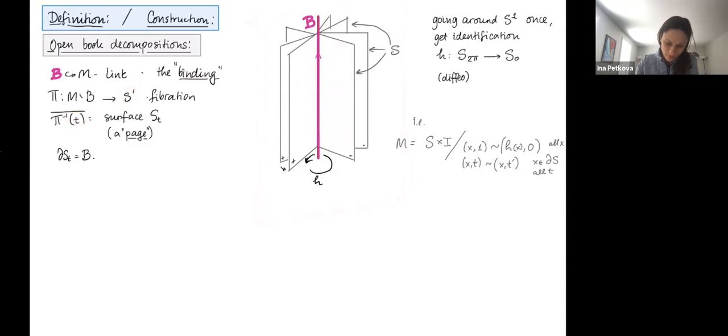So how can I also think of it? I could think of my three manifold then as a product, surface cross, not S1 yet, but just a thickened surface. And then I can quotient by gluing the very last to the very first surface via some diffeomorphism, and also make sure to compress the boundary. So that too compresses to the binding, okay?